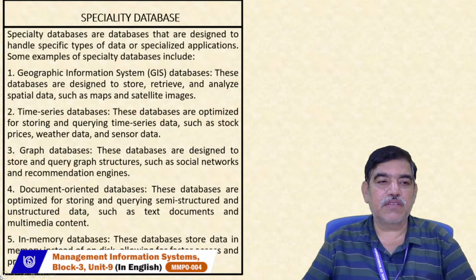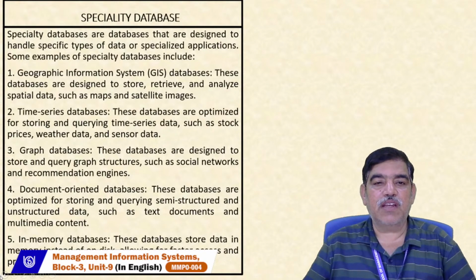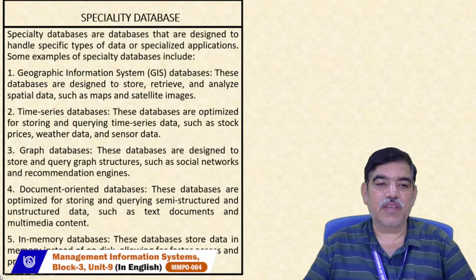Then specialty databases. Specialty databases are databases that are designed to handle specific types of data or specialized applications. Some common examples are GIS. What is actually GIS? GIS is the Geographic Information System. These databases are designed to store, retrieve and analyze spatial data such as maps and satellite images. Nowadays, we use this GIS database to know a particular location through the satellite images. So the end user can interact with the GIS system.